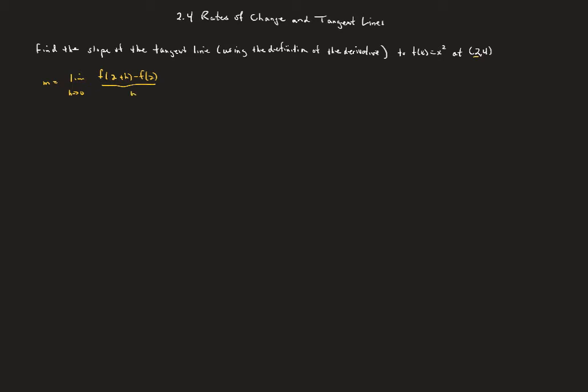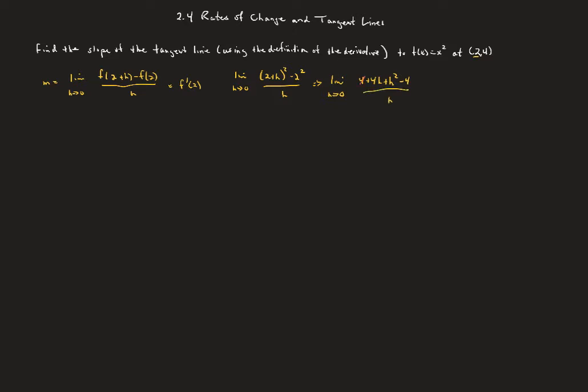So here we're going to find the derivative. This is essentially the derivative evaluated at 2. We take the limit as h goes to 0 of (2 plus h) squared minus 2 squared, all over h. We'll square out the 2 plus h and get the first one squared, twice the product, plus the second one squared, minus the 2 squared, which is 4, all over h.